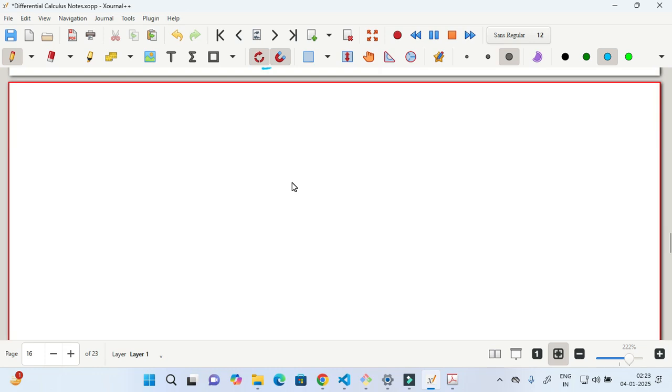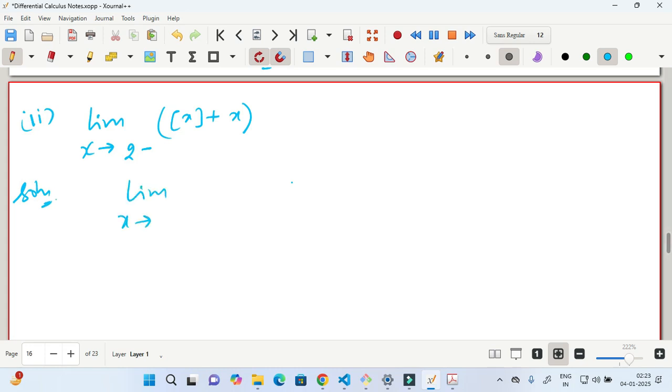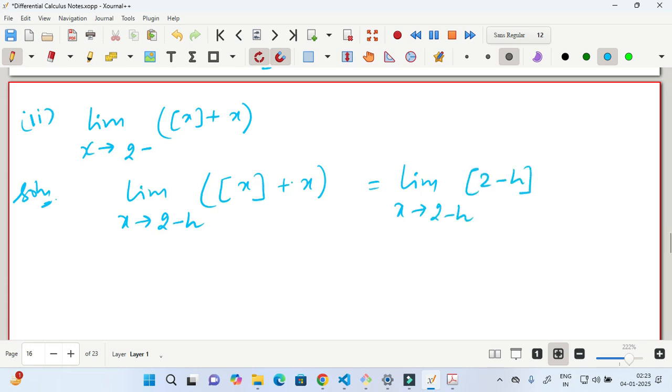Now second part. Limit x tends to 2 minus of greatest integer function of x plus x. So this is the left hand limit. Previously we have found out the right hand limit. Solution: limit x tends to 2 minus, in the sense 2 minus h, where h is very small, of greatest integer function of x plus x. So which is equals to limit x tends to 2 minus h, greatest integer of 2 minus h plus 2 minus h.